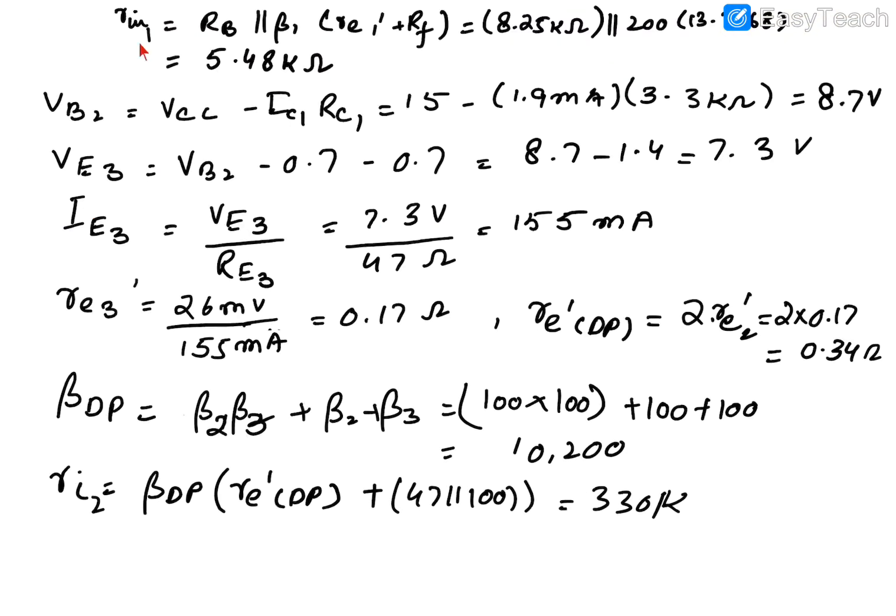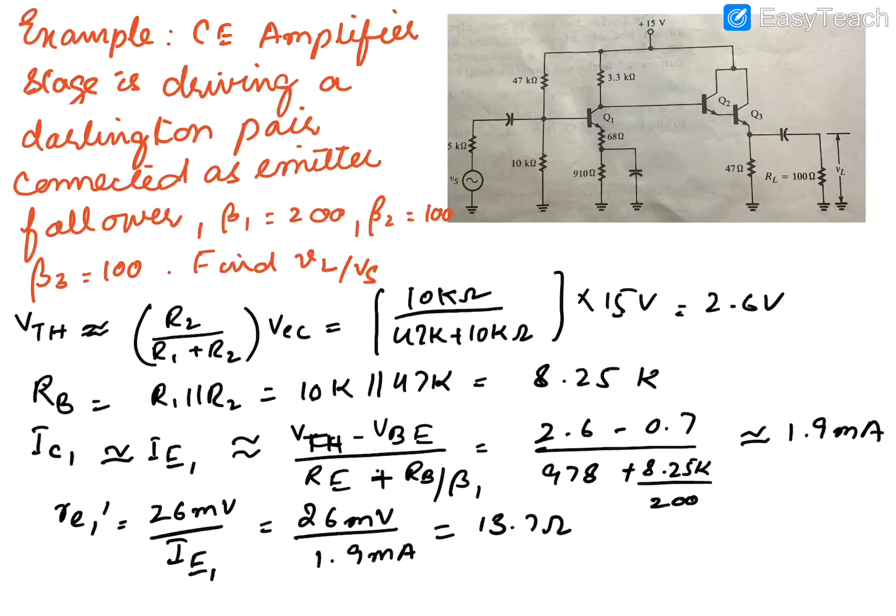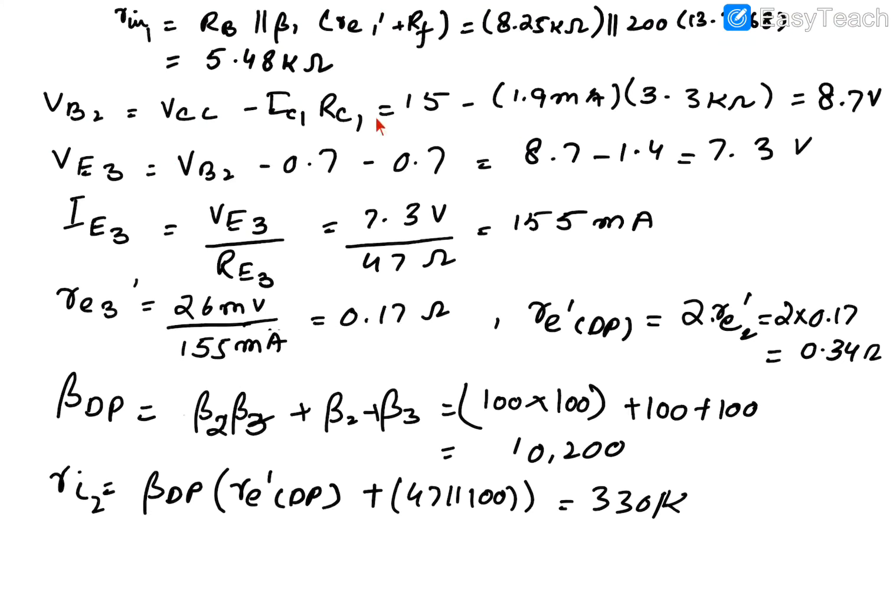Next, the input stage resistance for the first stage will be equal to RB in parallel with beta 1 times RE dash plus RF, and it is equal to 5.48 kilo ohms. Now the base voltage for the second stage is equal to VCC minus IC1 times RC1. So this is VB2, the base voltage for the Darlington pair.